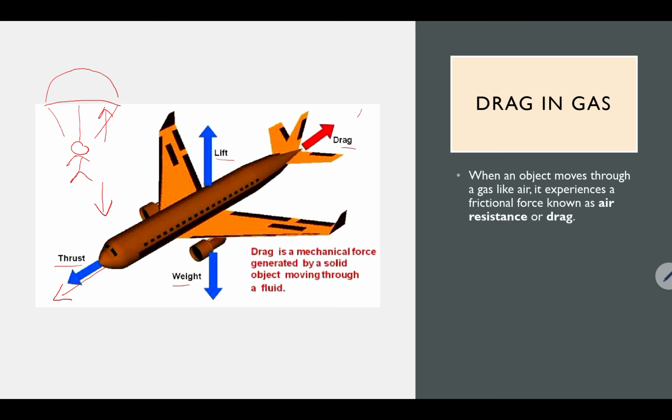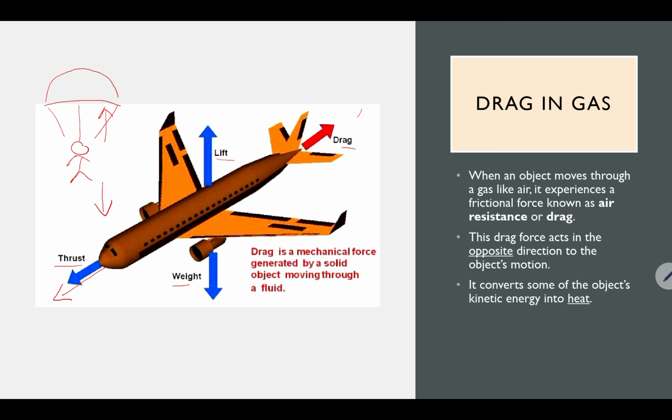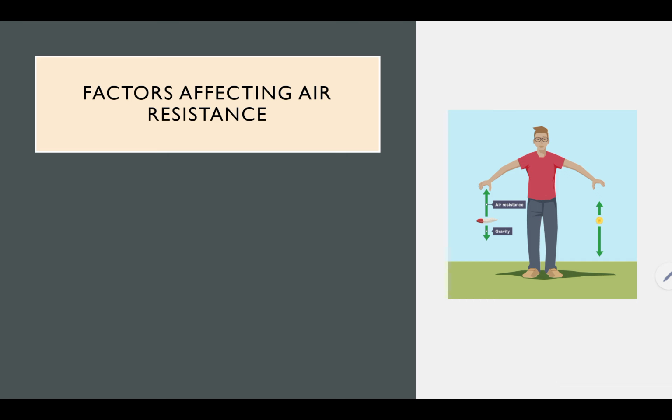So dragging gas, when an object moves through a gas like air, it experiences a frictional force known as air resistance or drag, which acts in the opposite direction to the motion of the object, converting some of its kinetic energy into heat, and it's a form of fluid friction. As we said, fluid is for liquid or gas.